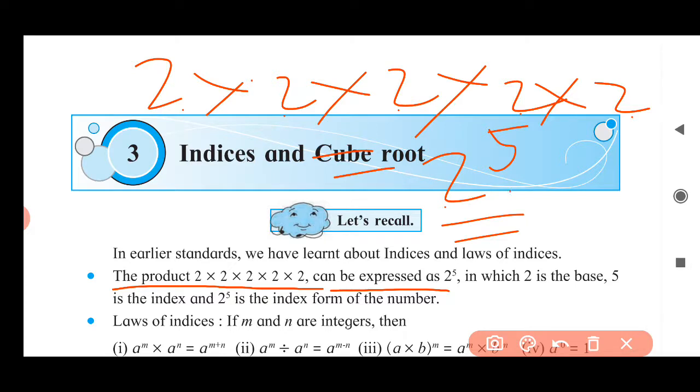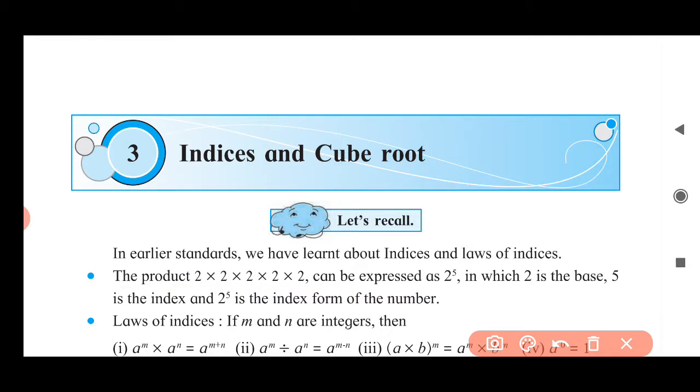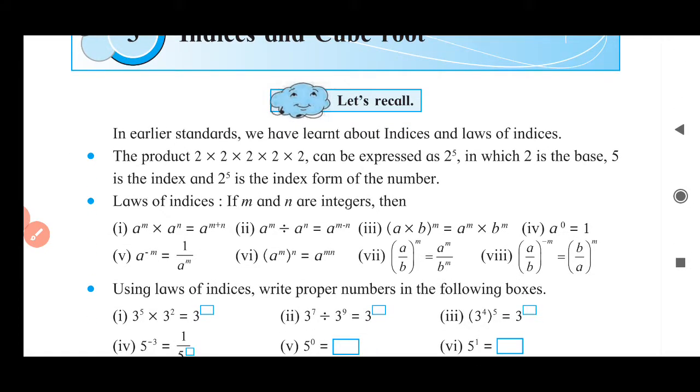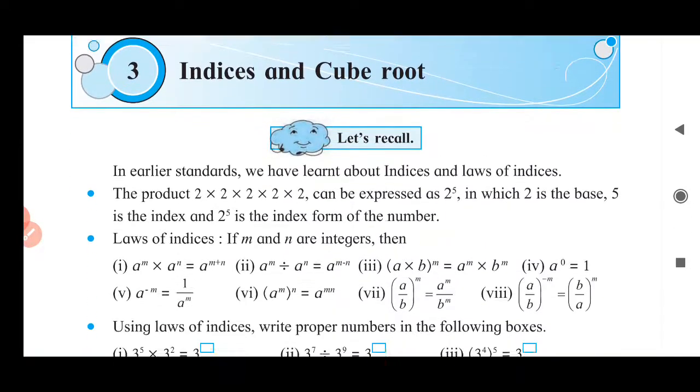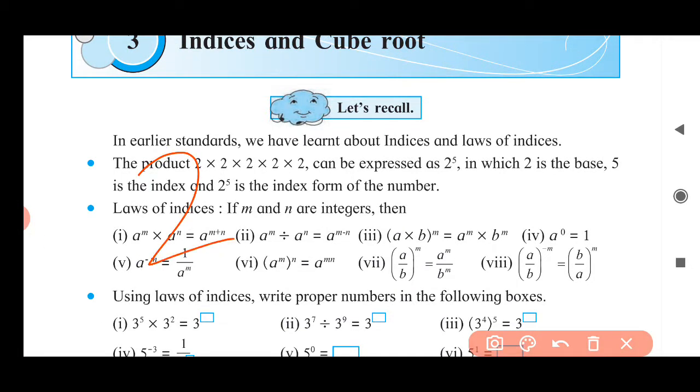Here 2 is the base and 5 is the index. And 2 raised to 5 is the index form of the number. Here 2 is the base, 5 is the index. You can also write any numbers, 4 raised to 6, 3 raised to 7.